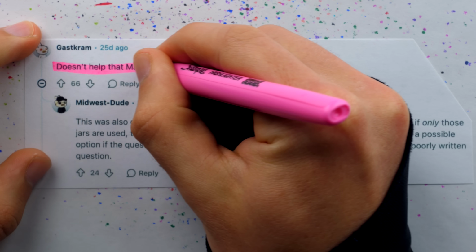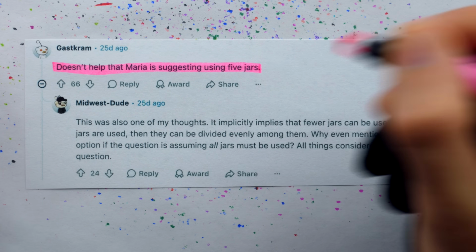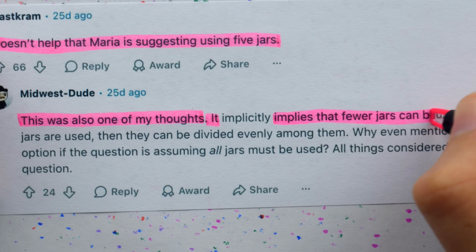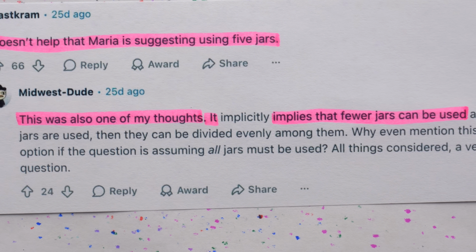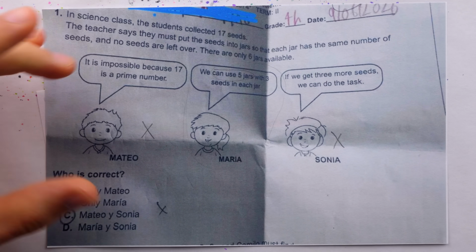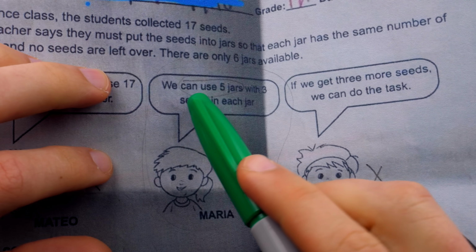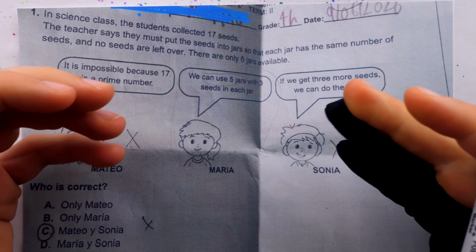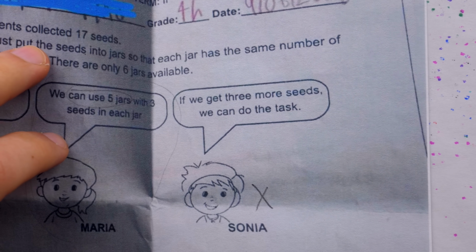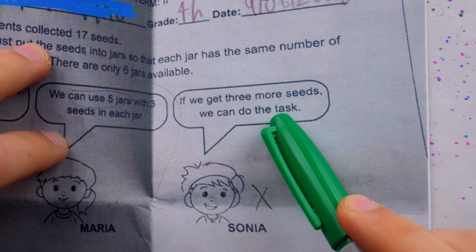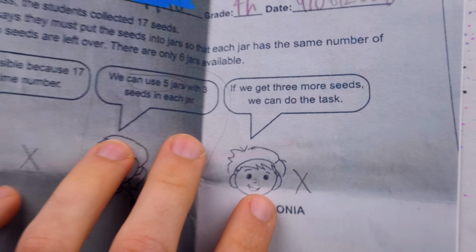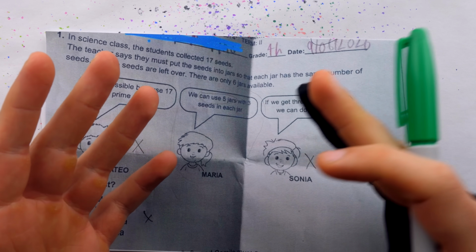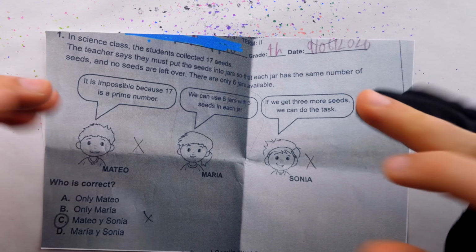Doesn't help that Maria is suggesting using 5 jars. This was also one of my thoughts. It implies that fewer jars can be used. And I gotta say, I totally disagree with that. If Maria saying that we can use 5 jars implies that we can use 5 jars, does Sonia saying that if we can get 3 more seeds we can do the task imply that 20 is divisible by 6? Just because a statement is said doesn't mean it's true. That's the whole point of the exercise.